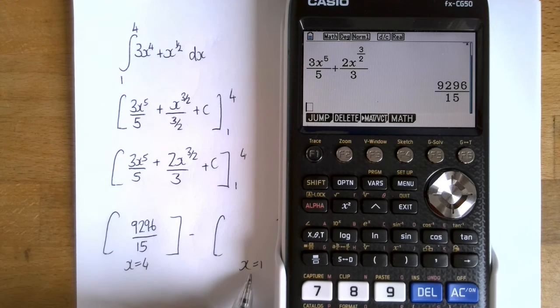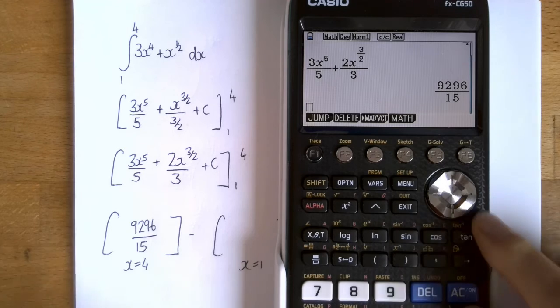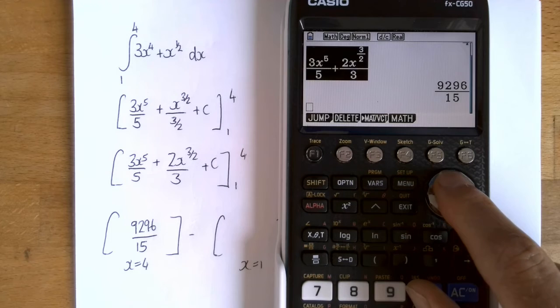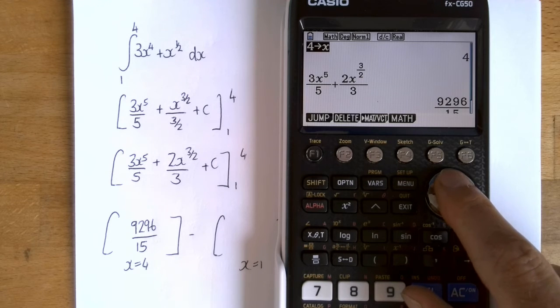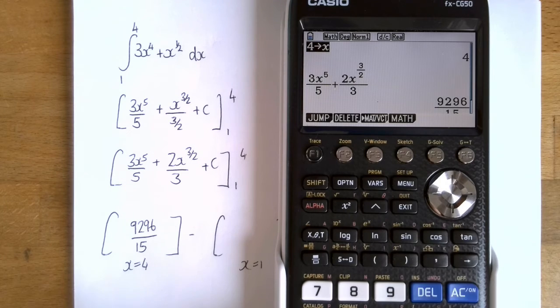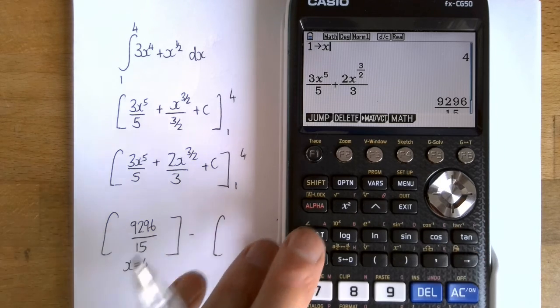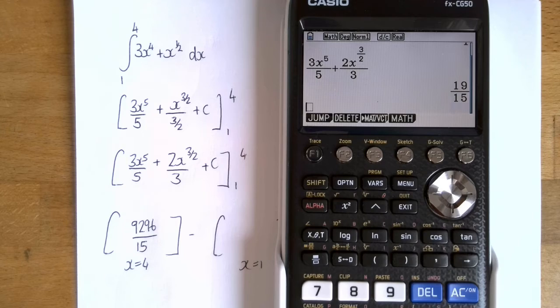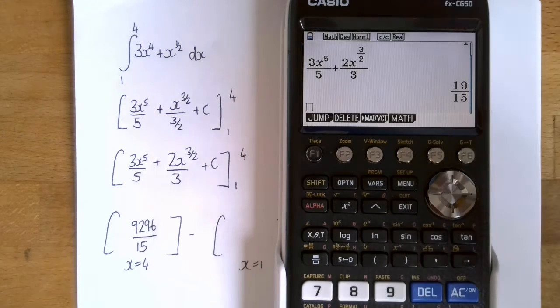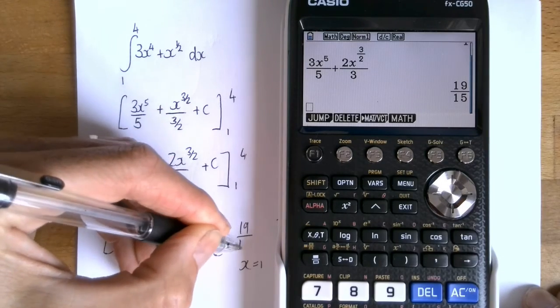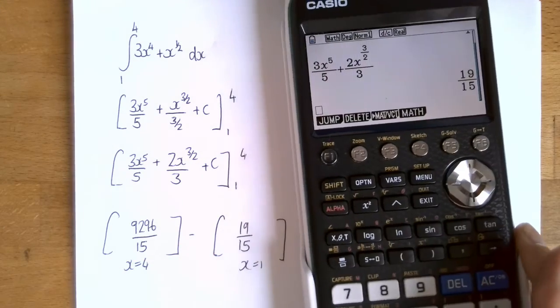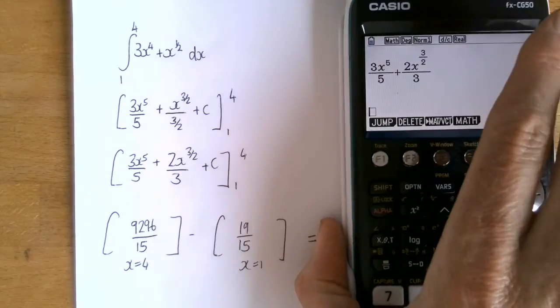I now want to evaluate the same function with 1 as the X value. So what I can do is this. I can go up, up, up, up to there and overwrite it with 1 arrow X. And when I press Xe, it re-evaluates it, trickles down, and you get your answer. And then it's nice and easy to work it out.